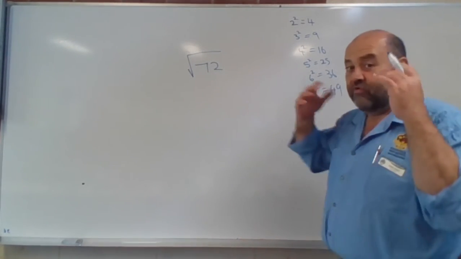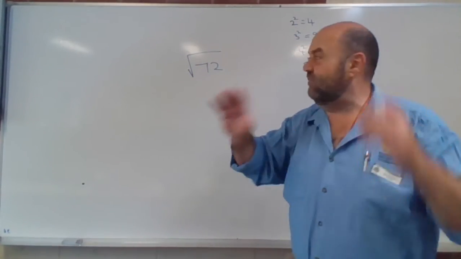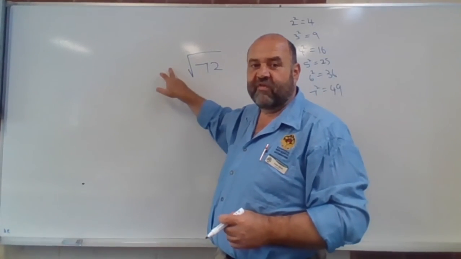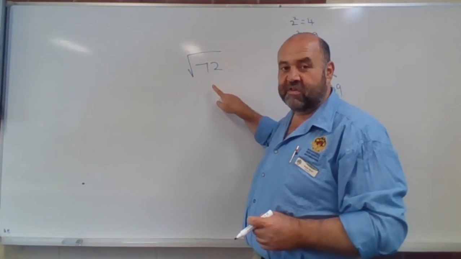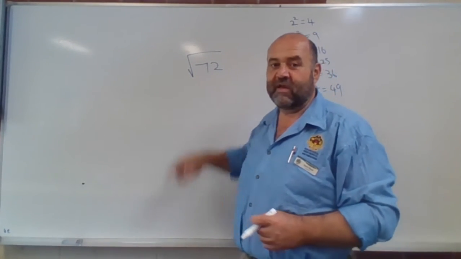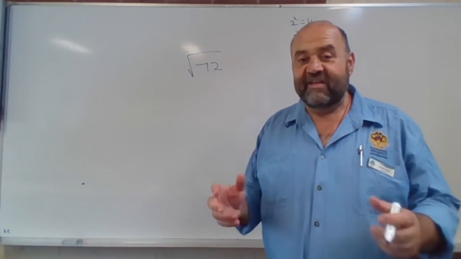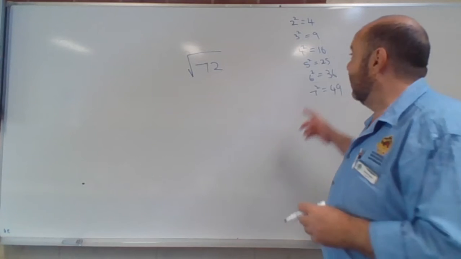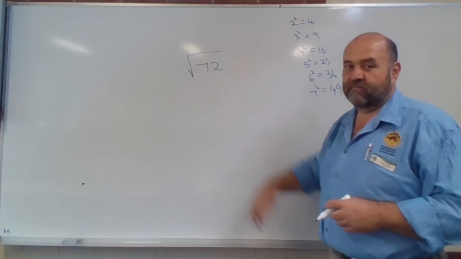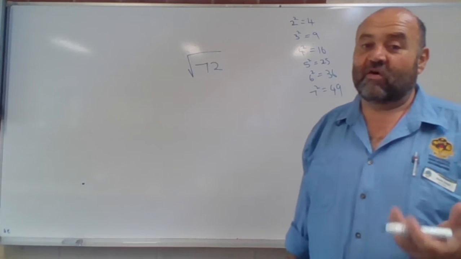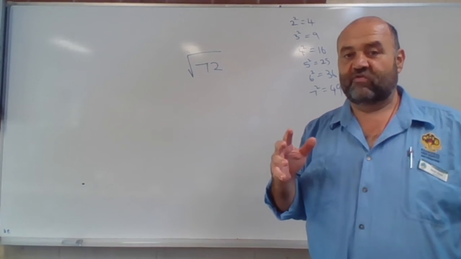So what I want to do with these square numbers, whenever I see an expression like this, whether or not there's a number in front, I don't care. Whenever I see the surd sign with a number under it, I'm thinking to myself, square numbers. Is there one of these numbers that goes into 72? Now, ideally, I want to find the biggest square number that goes into 72.